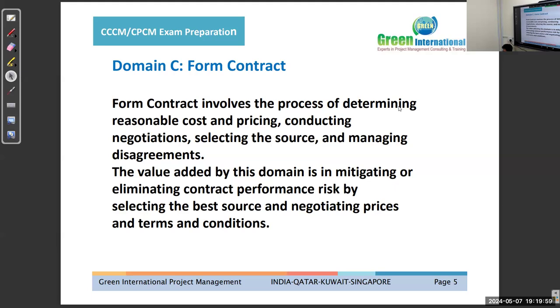Domain C, form contract. Form contract involves the processes of determining reasonable cost or pricing, conducting negotiations, selecting the source, and managing disagreements. The value added by this domain is in mitigating or eliminating contract risk by selecting the best source and negotiating prices and terms and conditions.